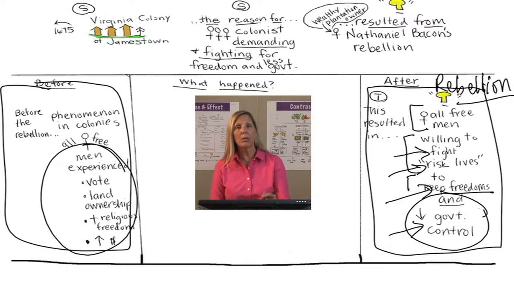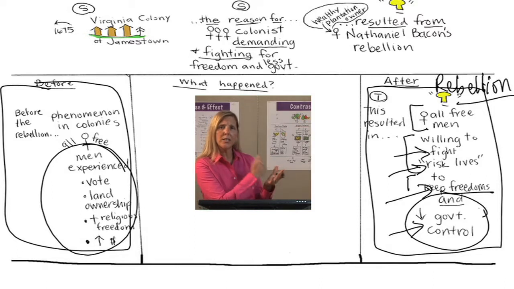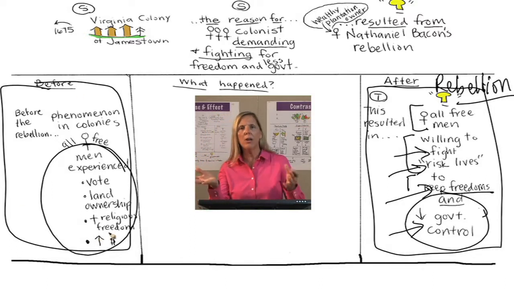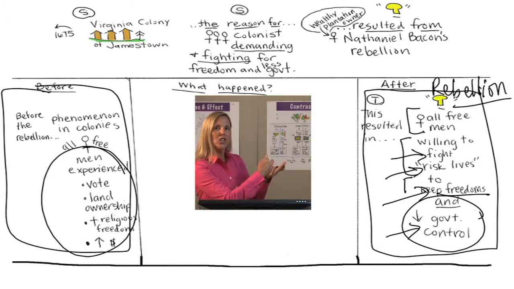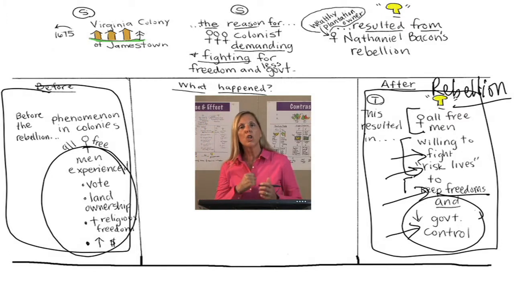So now we're going to go to the middle and say, well, what happened? What caused them to change? To go from this life of where they could vote, they could own land, they had religious freedom, they were making lots of money, and then suddenly they had a rebellion against their mother country. Why? What caused that change? And that's where we're going to go in the middle. What caused the change? What happened? And we're going to look at what key events, what reasons, issues, or factors caused that change.